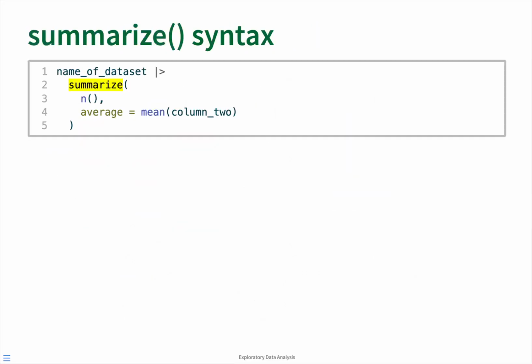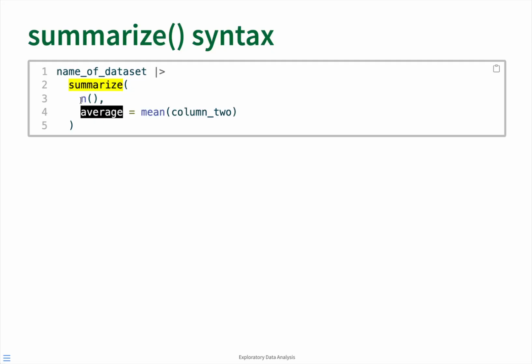So let's take a look at the syntax of the summarize function. The first argument is going to be the data frame. Here we're piping in the data frame with the pipe operator, so we don't actually write the data set within the summarize function. Then the remaining arguments of the summarize function are the aggregating functions that we're going to use to calculate the summary statistics that we want.